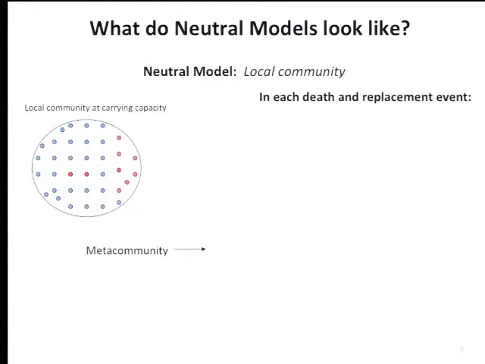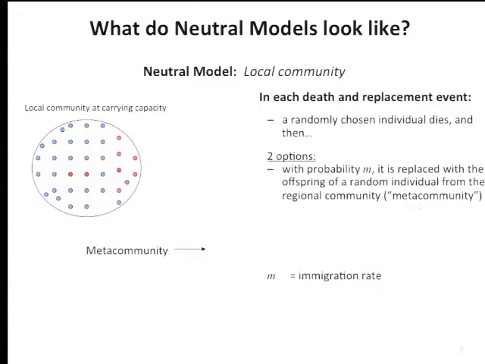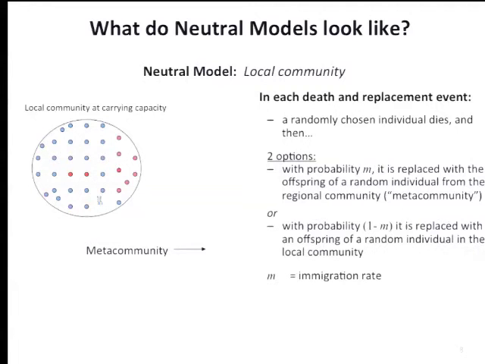So what we have are basically death and replacement events. A randomly chosen individual dies, and then it could be filled in either by an immigrant from the regional community with probability M, or with an offspring of the surrounding local community with probability 1 minus M. So M is our immigration rate here.